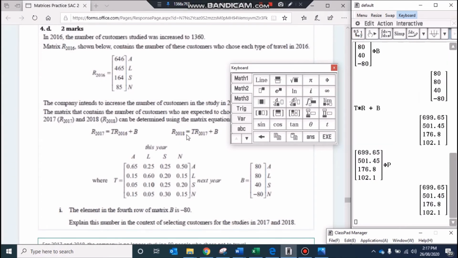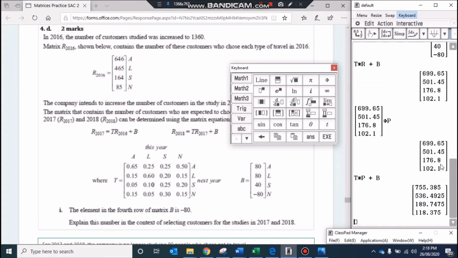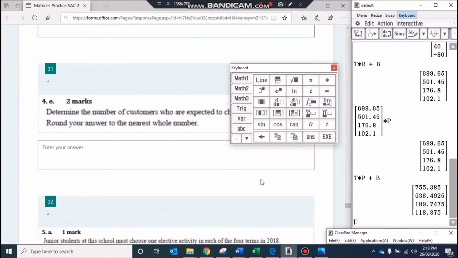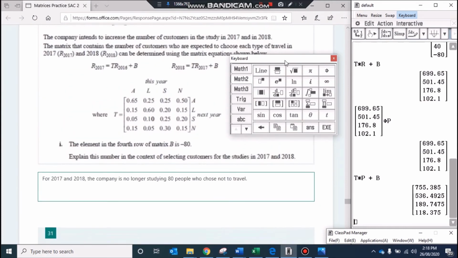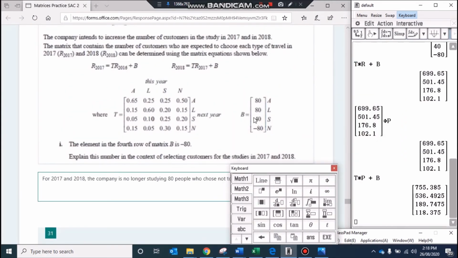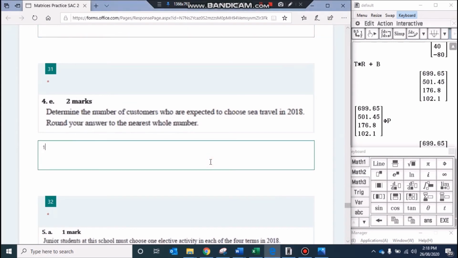And now to work out R of 2018, it's T multiplied by the P matrix. So that is my 2018 state matrix. Now, the question asked the number who are expected to choose C travel. So C travel is the third row. So rounding to the nearest whole number, that is 190 people. So in 2018, 190 people chose C travel.